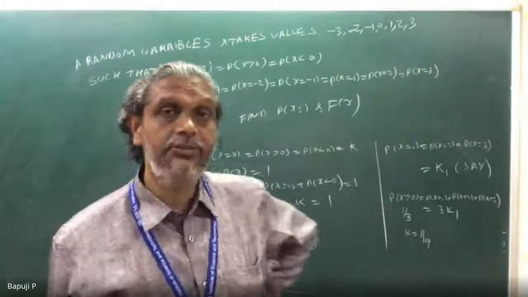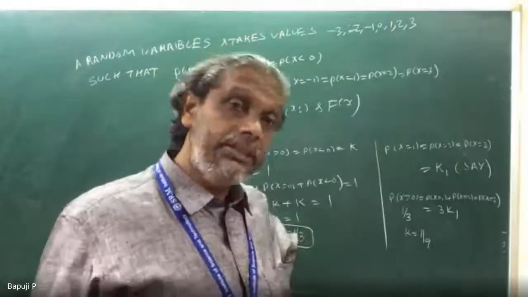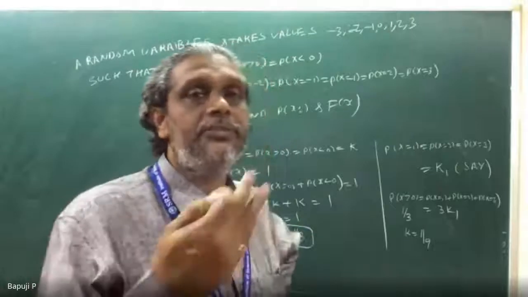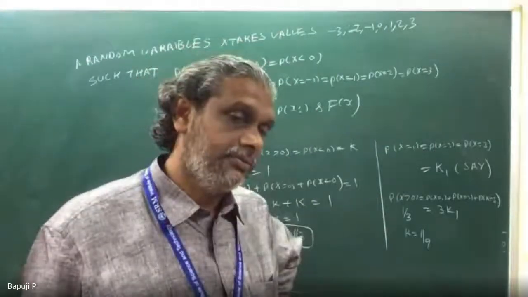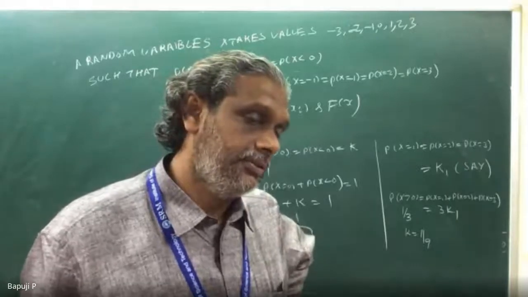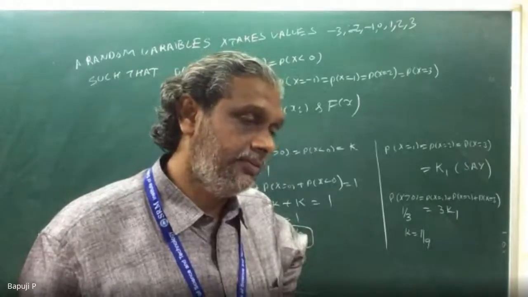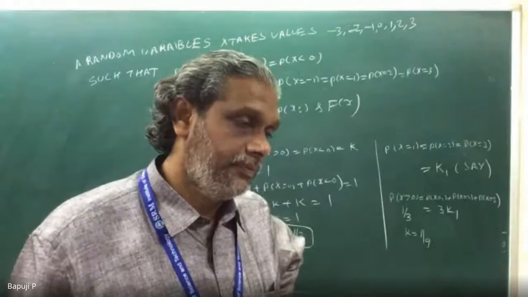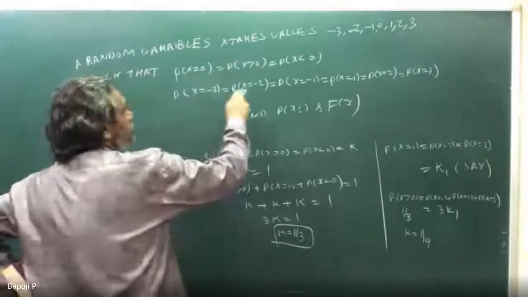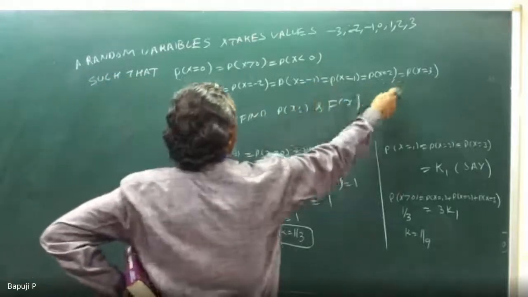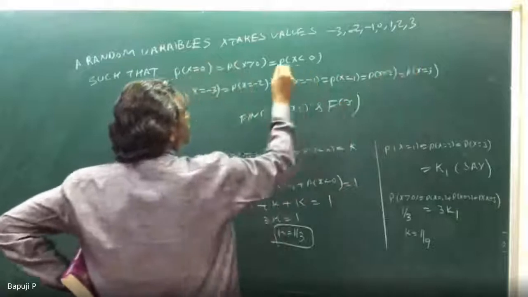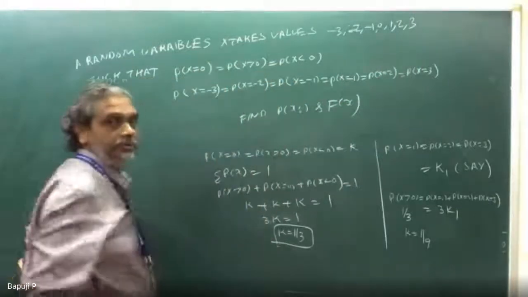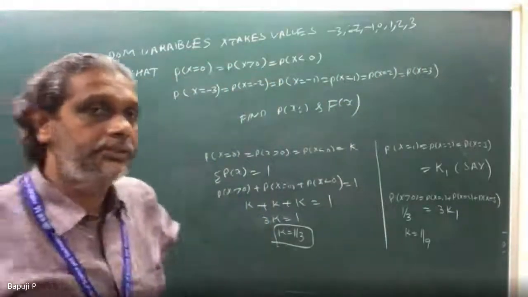Once I get x equal to 1, x equal to 2, x equal to 3, these are the same as x equal to -1, -2, -3. Are you agreed or not? All three are equal or not? -3, -2, -1, 1, 2, 3: each of these I got as 1 by 9, 1 by 9, 1 by 9. So this also is 1 by 9, 1 by 9, 1 by 9. Yes or no?